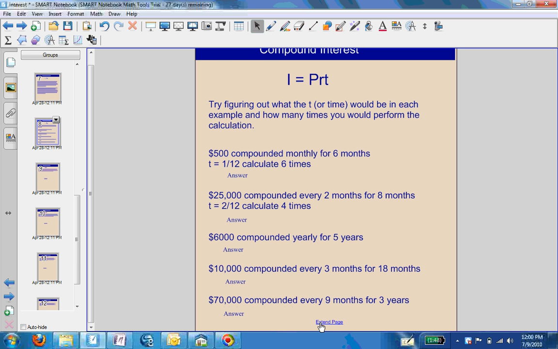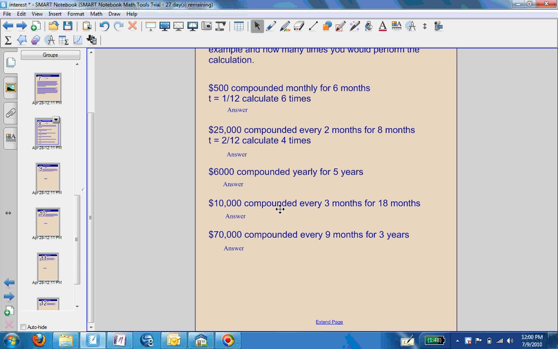$10,000 compounded every 3 months for 18 months. 3 months, the time would be 3 out of 12. For 18 months, you basically divide 18 by 3 to see how many times you have to calculate it. So you get 3/12 for your T, because it was 3 months, and then 18 divided by 3 is 6, so you're going to calculate it 6 times.